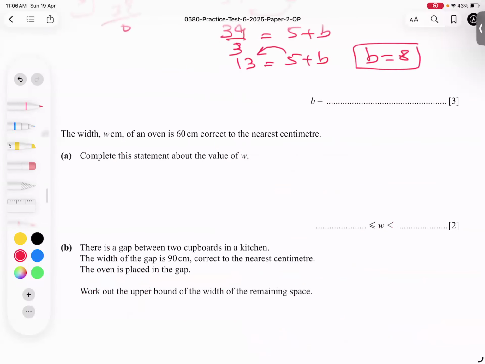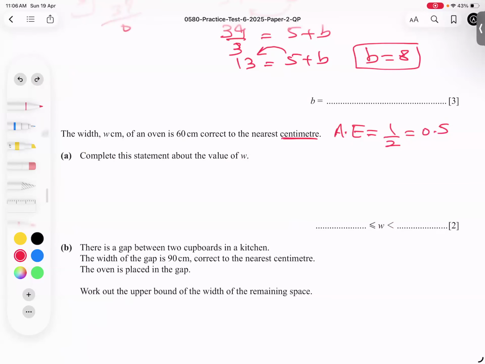Now, next question, student: the width W of the oven is 60 centimeters, correct to the nearest centimeter. Whenever nearest centimeter comes, we always take 1 centimeter. So nearest centimeter means 1 centimeter, divide by 2 always, we get 0.5. This 0.5 I add and subtract, and I get the upper bound and lower bound. And what is the highest value?